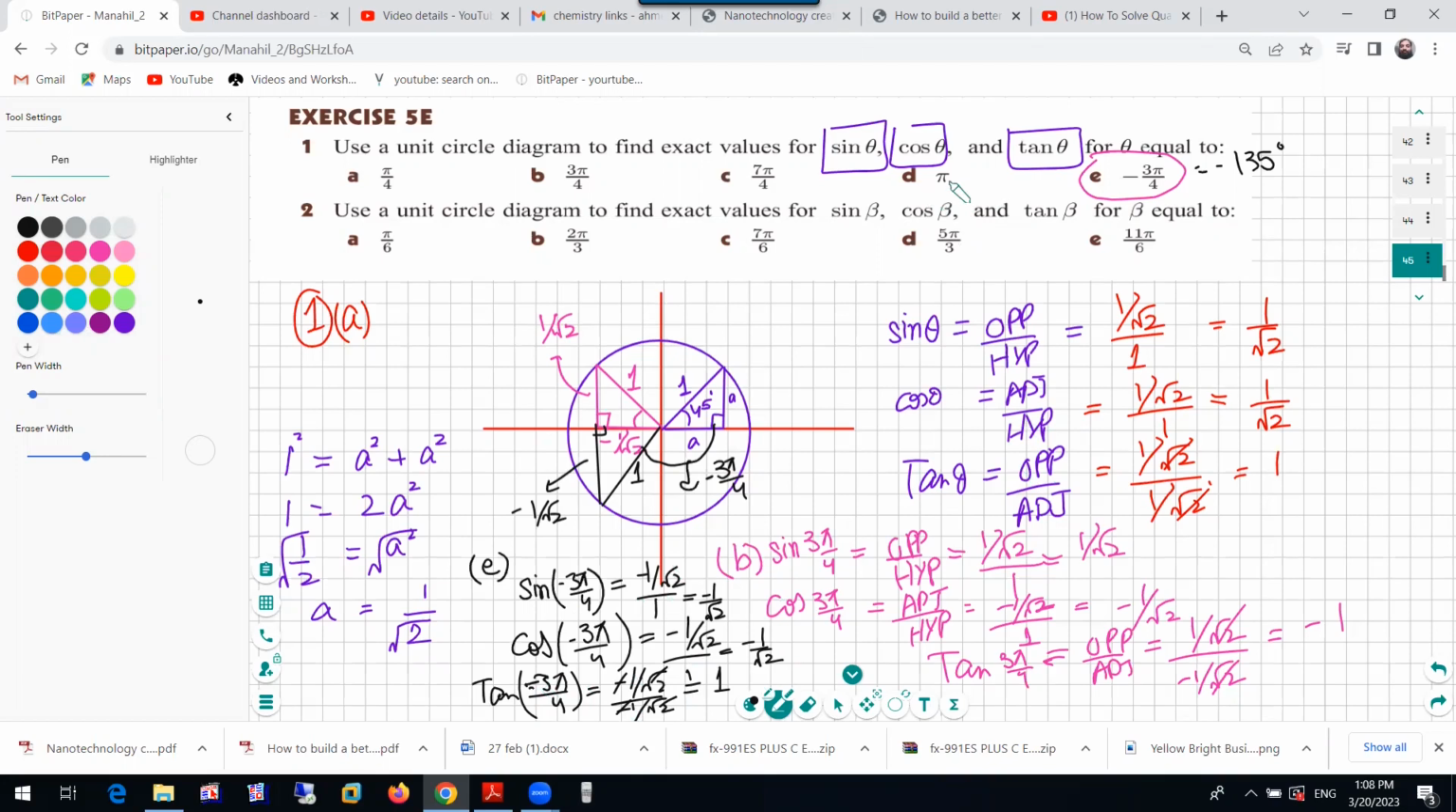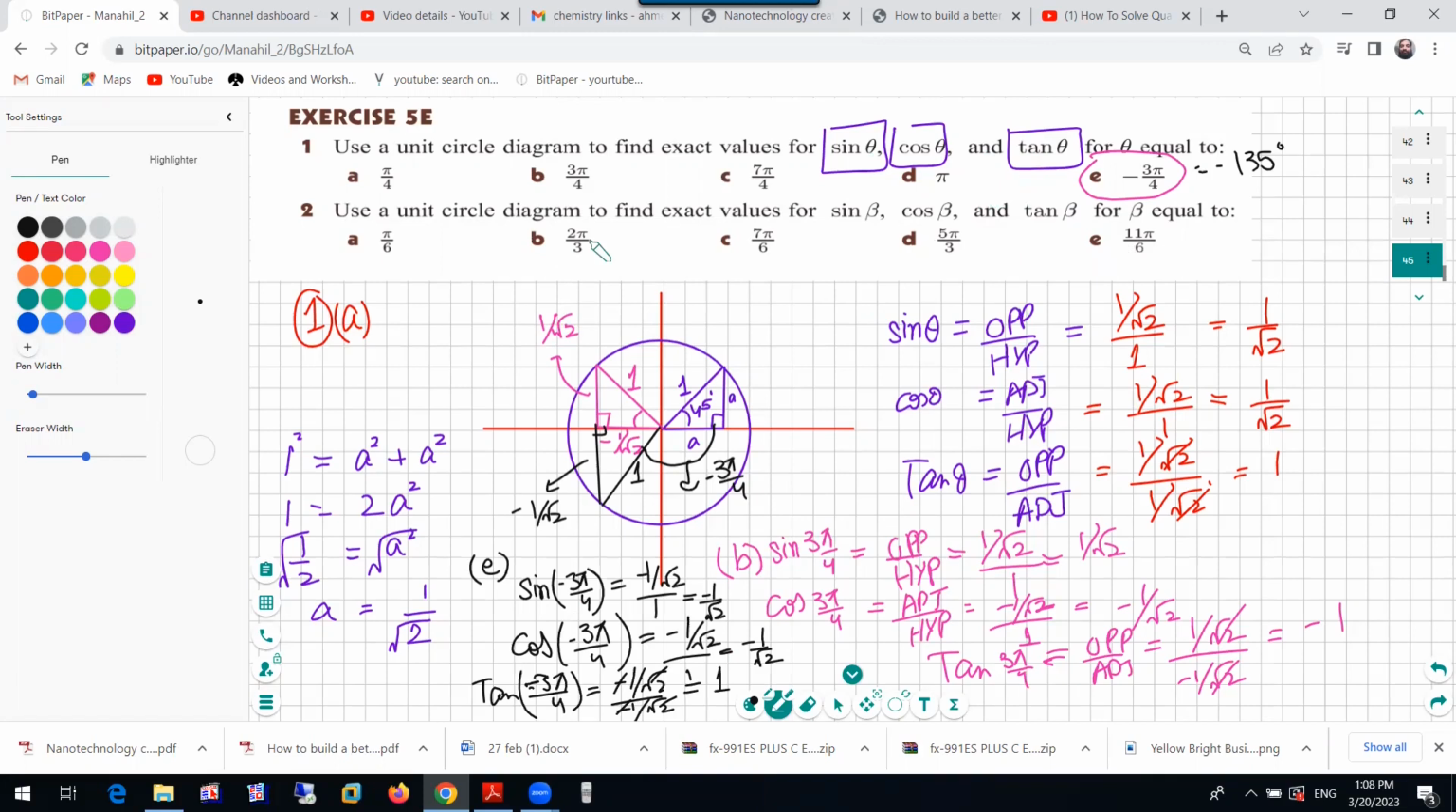In the D part, it's pi. Obviously, sine pi is 0. Cos pi is negative 1. And tan pi is sine over cos, so 0 over minus 1 will be 0, right? So it's easy to solve.